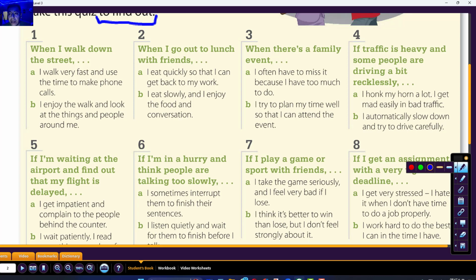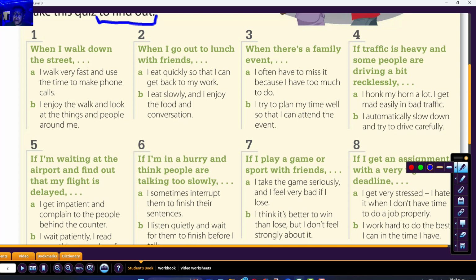Number 3. When there is a family event, what do you do? A, I often have to miss it because I have too much to do. Or B, I try to plan my time well so that I can attend the event. What's the person that you can define yourself as? A or B?